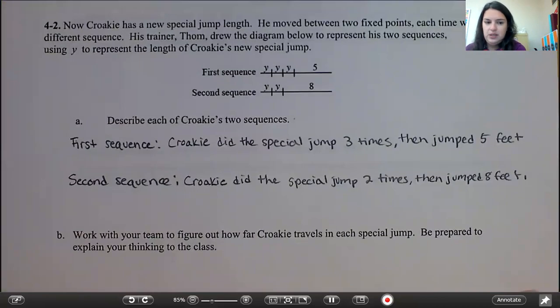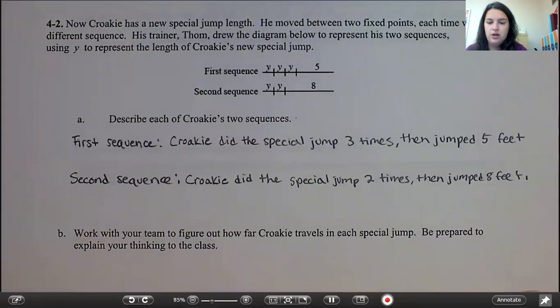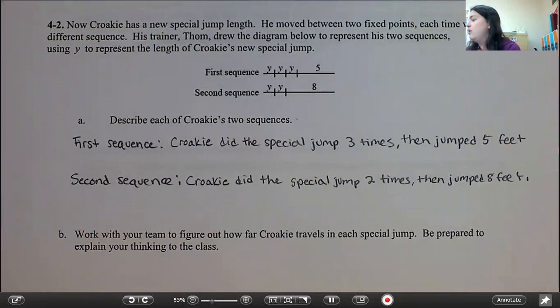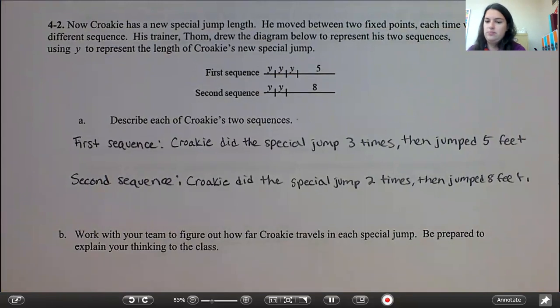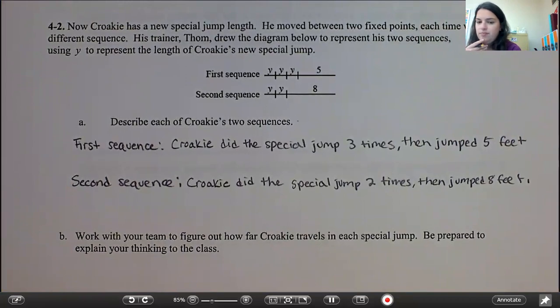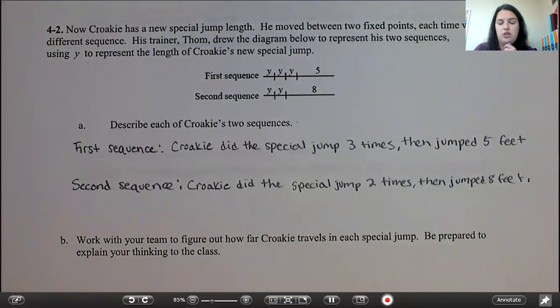Part B says, work with your team to figure out how far Croaky travels in each special jump. Be prepared to explain your thinking to the class. So go ahead and pause the video here and answer this question. If you're back with me, you have answered this question.